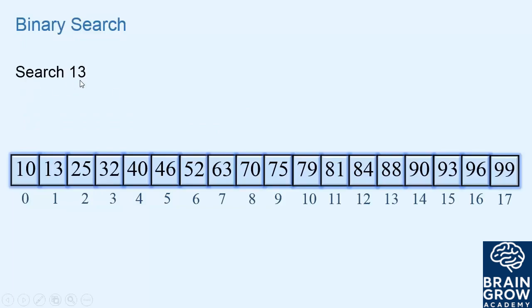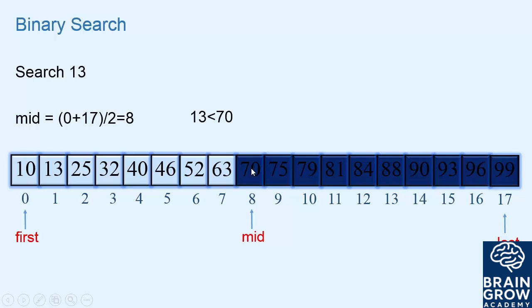Now suppose we have to search for this value 13. This is first, this is last. We calculate mid. It comes out to be 70. We compare 13 with 70. 13 is less than 70. So we have to search in this left half. So we'll ignore this middle element and the right half. And then we'll update the value of last. So now last is equal to 7.